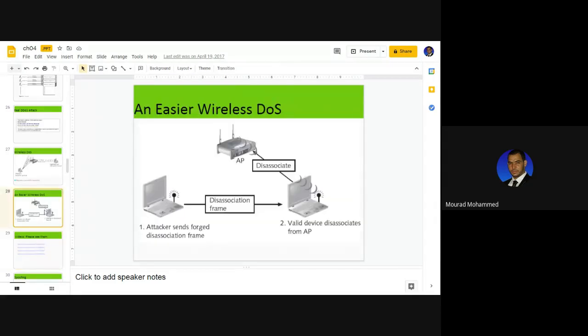Any questions, please? The disassociation frame. Mustafa, any questions? Mustafa, any questions? No, thank you. Mr. Ali, any questions?